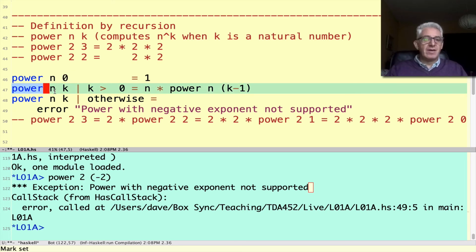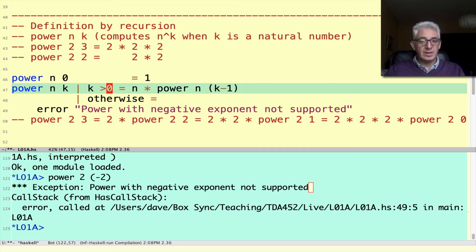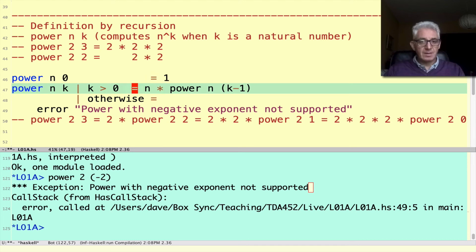Otherwise, power n to the k if k is greater than 0 is this, and so on and so forth. Now you may also remember that when we have two equations with the same left-hand side, power n k and power n k, we can actually group them together into a single one. So I'll do that now to give me something which looks more like the absolute value function example that we looked at earlier, and I'm just adjusting the spaces so that maybe I'll push them in a bit so they all line up, and that'll make it a little bit more readable.